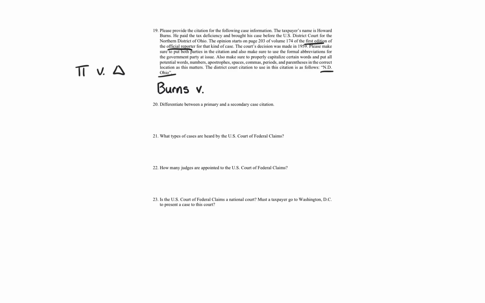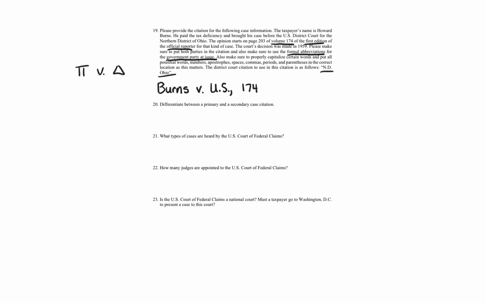Okay, so it's telling us to use the formal abbreviation of the government party at issue. Because this is a district court case, like the U.S. Court of Claims, we're suing the U.S. government, so it's U period, S period. Then we do a comma, no space, just a comma. Then we do a space and the volume number. The volume number here is 174, so let's put 174.